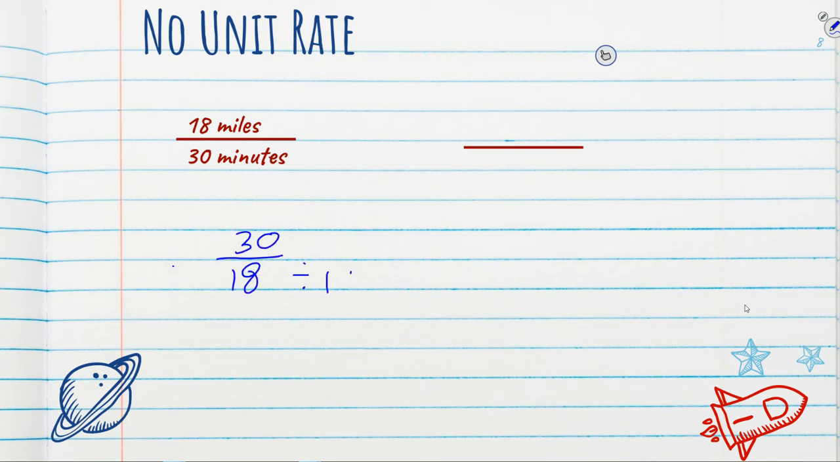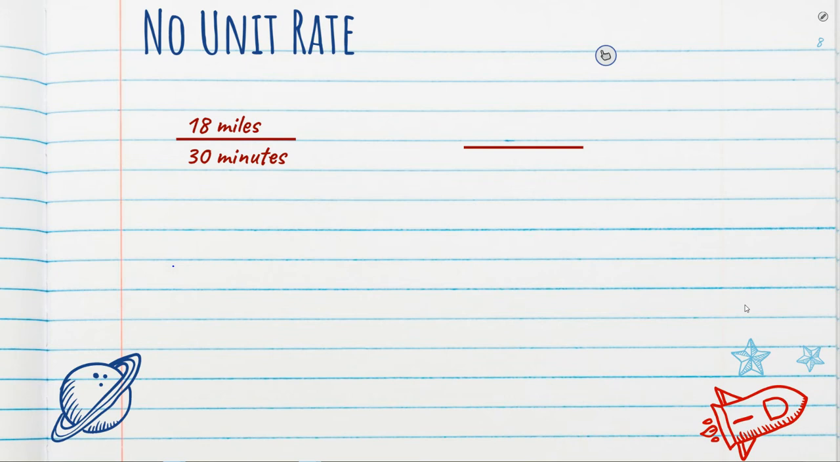Okay, so if we divide it by 18, that would equal 1 below, but that means I have to take 30 and do the same thing. Does 18 go into 30 evenly? No. So that doesn't work either, does it? So we can't get 1 unit out of this.